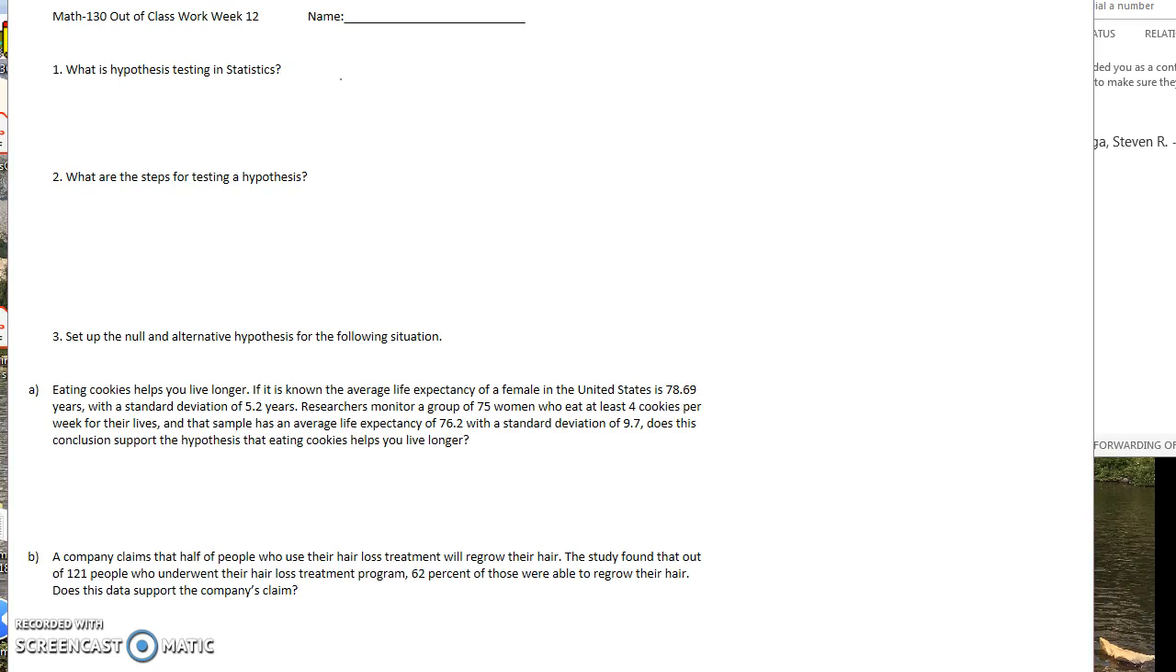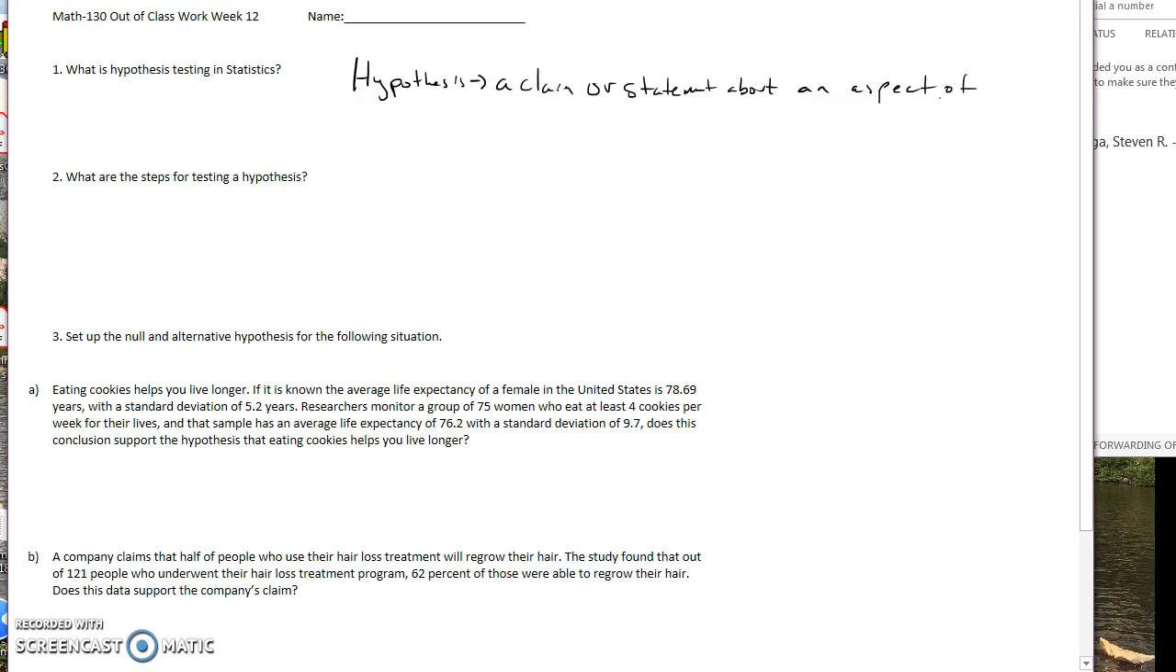Well, before we do that, let's define what a hypothesis is. A hypothesis is a claim or statement about a property of a population. We'll say about an aspect of a population.